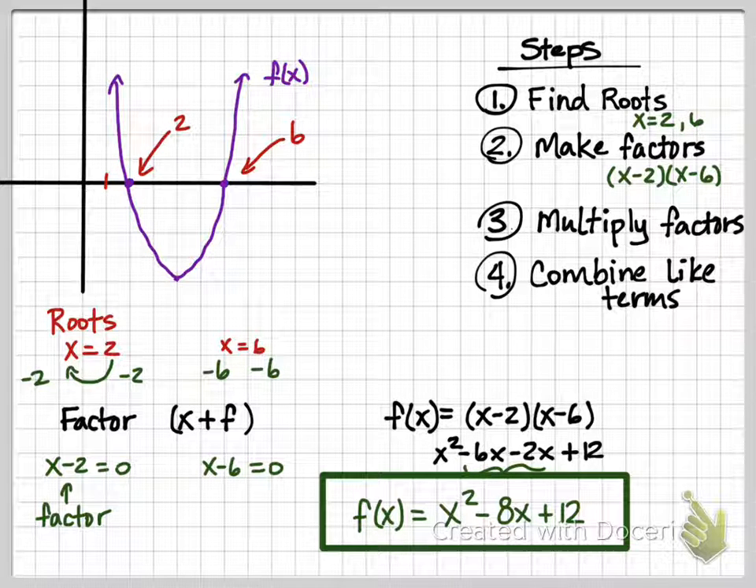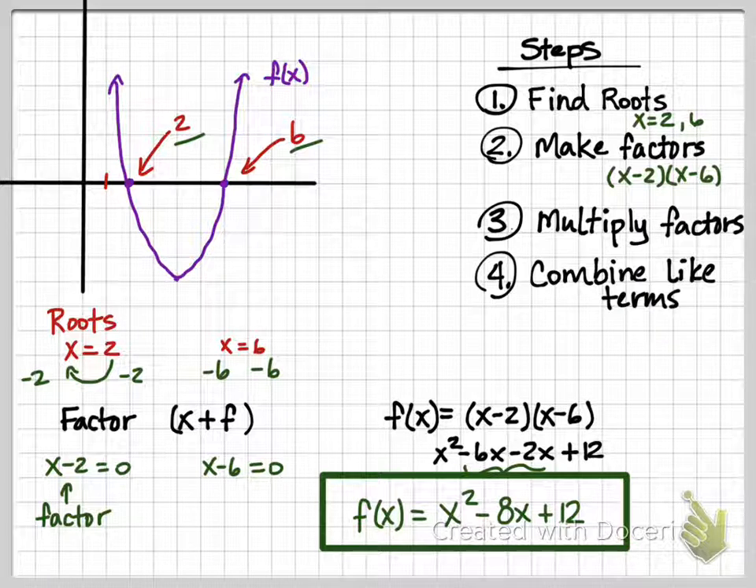So as a rundown then, we started out with our roots. We knew that it crossed the x-axis here, and oops, let me do that as a line. We did that here and here. So we crossed at x equals positive 2. We crossed at x equals positive 6. Where it crosses is our root. So it crosses twice. We have two roots. We have x equals 2, x equals 6.